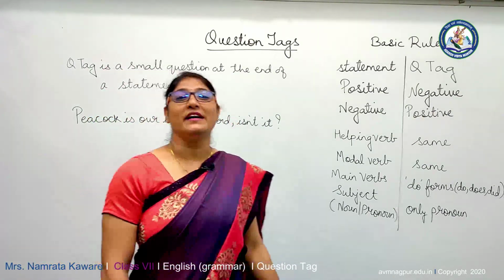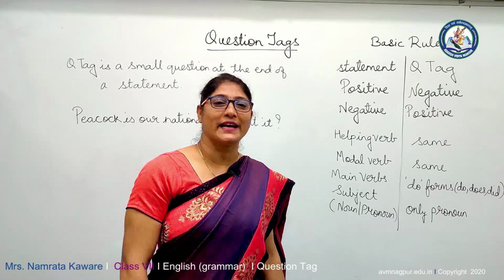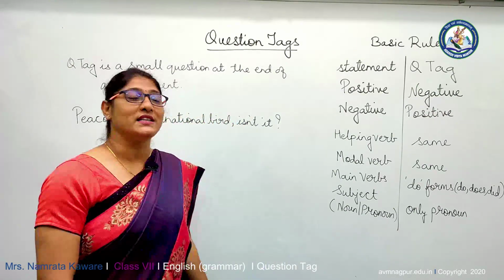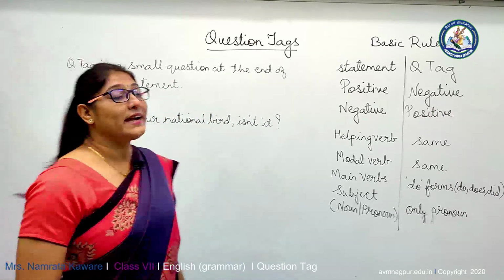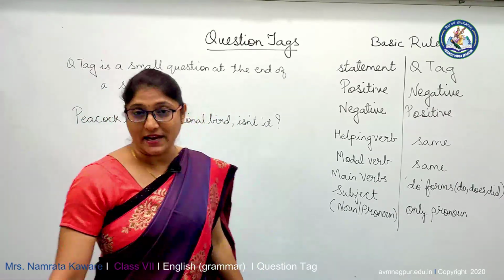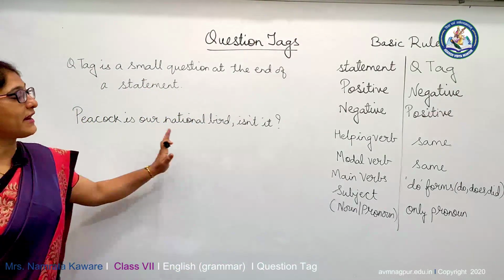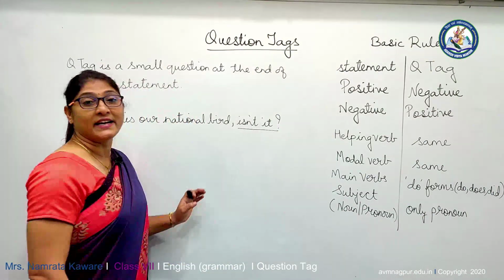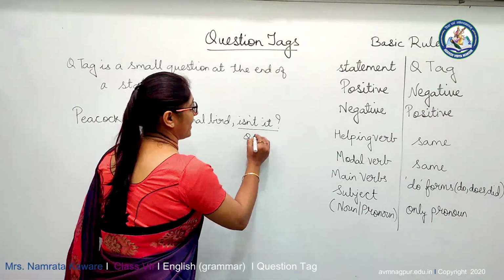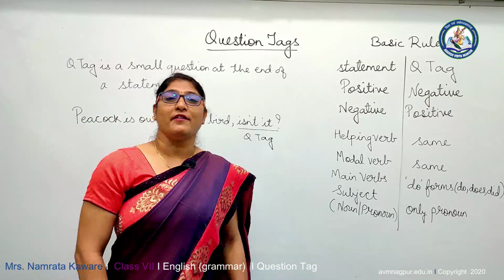Now, many people find question tag difficult, but today we learn how to add a question tag easily. What is question tag? Question tag is a small question added at the end of a statement. For example, here we have got a statement, peacock is our national bird, and a small question added at the end is called a question tag. A question tag is added to get the reply from the listener.